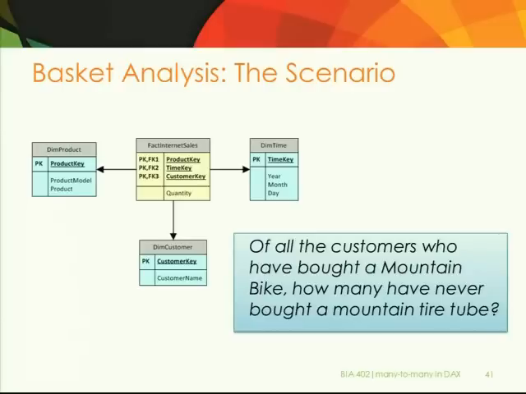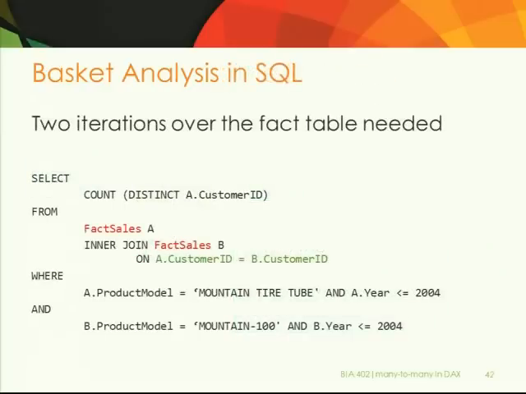Answering this simple query in UDM is not very easy. The big problem being the presence of not. I'm interested in the customers who have bought a mountain bike, but they have never bought a mountain tire tube. You can do it in UDM. It's pretty complex. You can solve the problem quite easily using SQL.